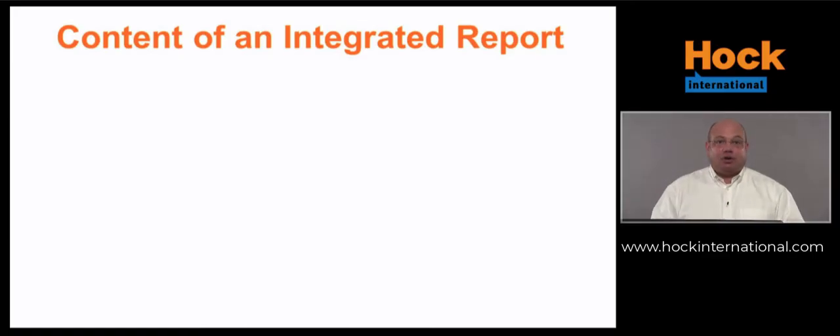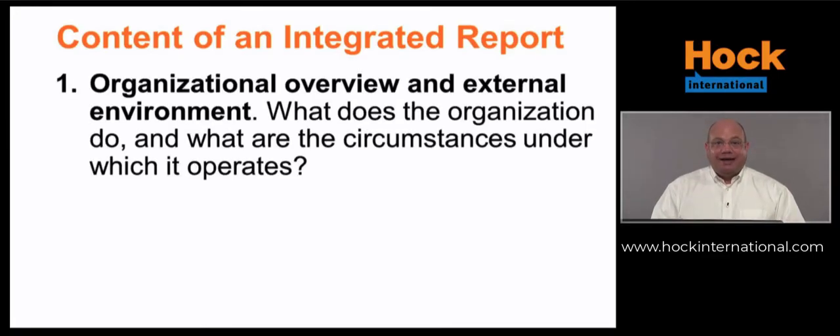The first of those components is the organizational overview and external environment. What does the organization do? And what are the circumstances under which it operates? Okay, that external environment. This component should provide information about the company's use of and the effects on its capitals, and how the organization's strategy relates to its ability to create value in the short, medium, and long term. Again, creating value in each of those time periods, how it is that we're going to do that.